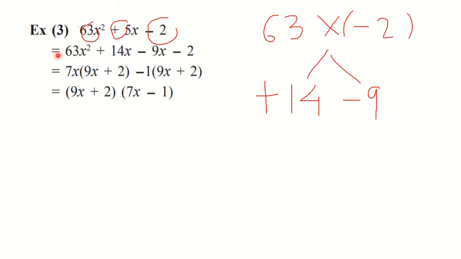Okay. So while writing the second step, the first term is written as it is. Then the second term, or middle term, is split. Number 5 is split as 14 minus 9 and x is written in front of that. And the last term, minus 2, is taken as it is. Then next is to take the groups. See, this is one group, the first two terms, and this is the second group.